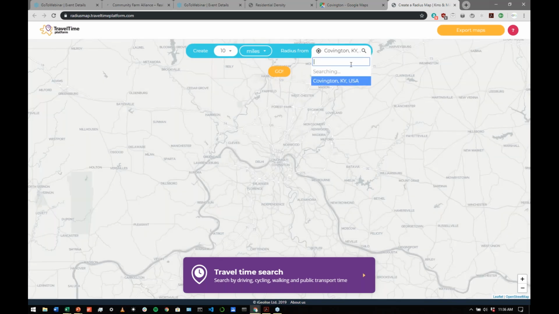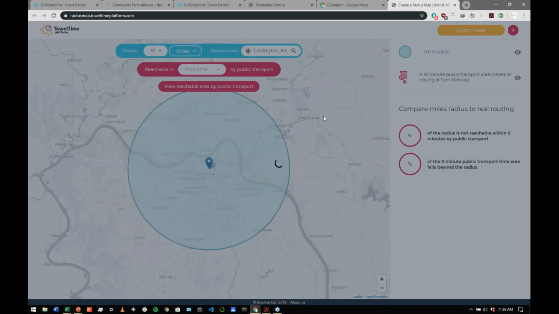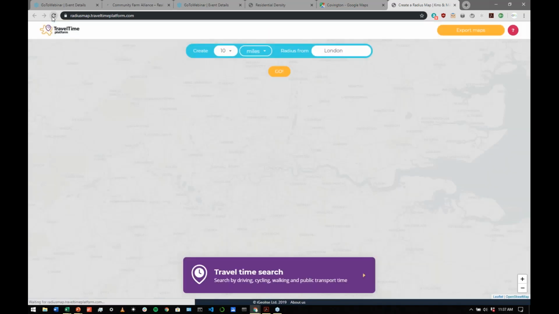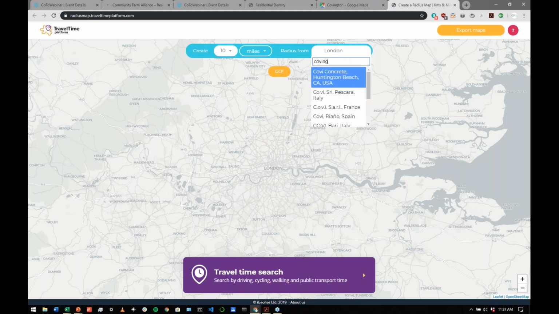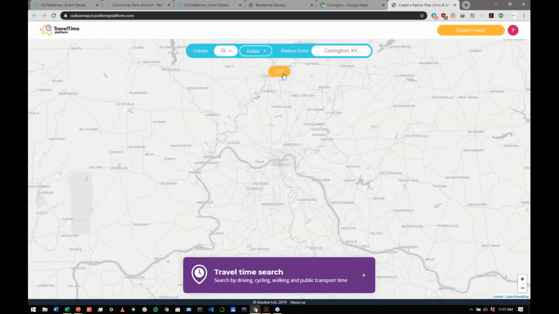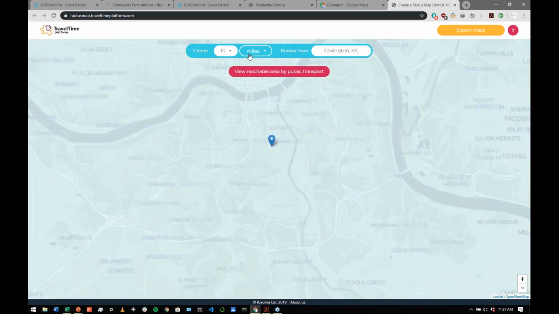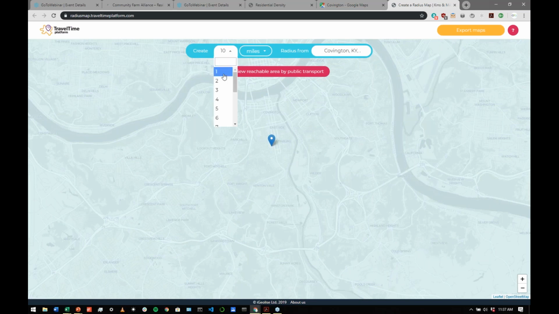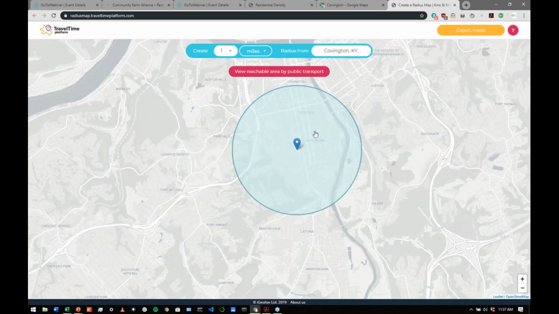Let me just restart this. Okay, so you'll see that you can create a radius; the smallest it goes is 1 mile. So you can create a 1 mile radius.